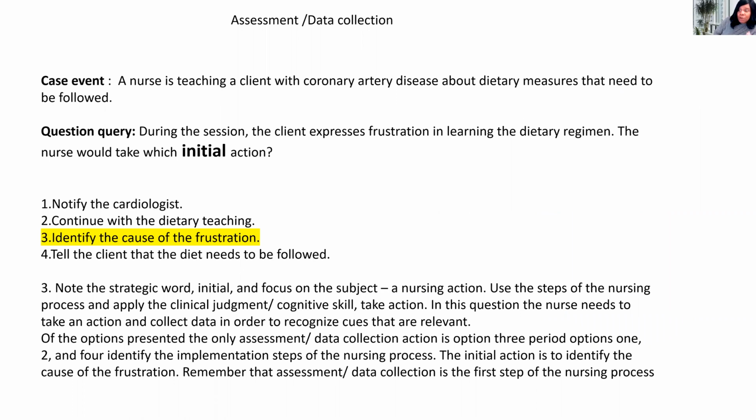So how do we break down this question? Note the strategic word, initial, and focus on the subject, a nursing action. Use the steps of the nursing process and apply the clinical judgment cognitive skill, take action. In this question, a nurse needs to take an action and collect data in order to recognize cues that are relevant. So of the options presented, the only assessment/data collection action is option 3, which is what Professor Graham just said. This allows us to collect more data on this patient. Options 1, 2, and 4 identify the implementation step of the nursing process. The initial action is to identify the cause of the frustration.